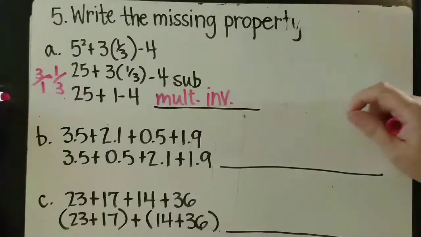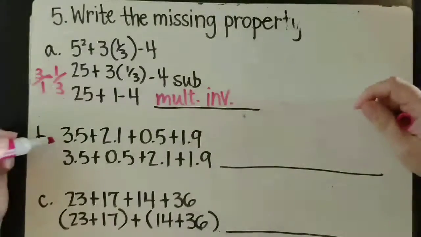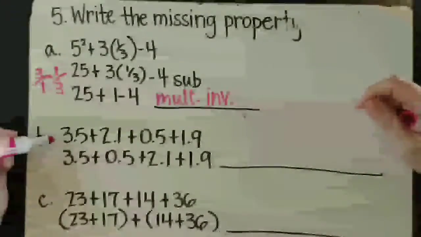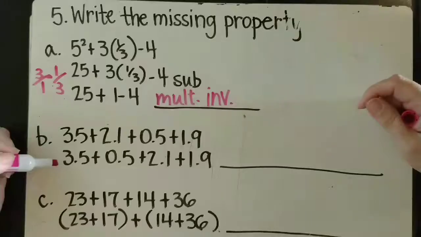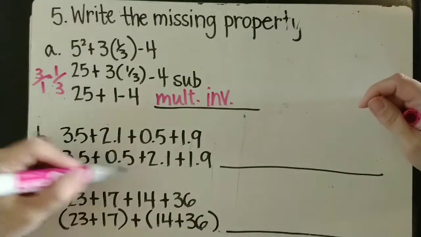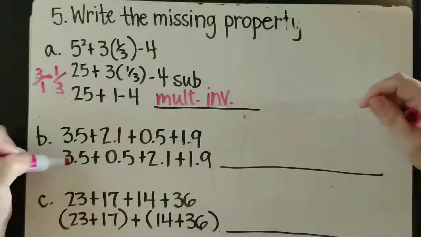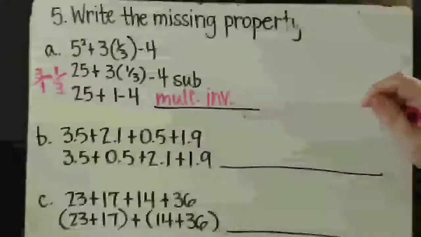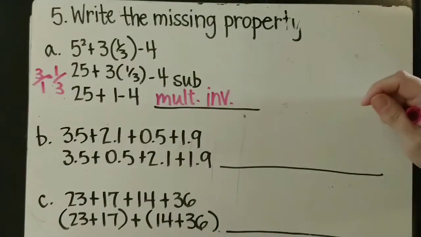Now let's look at part B. Go ahead and write it down. And then I want you to think about what was done between first step and second step. We are adding between each of these terms. Since it's all addition, it has to be some kind of property of addition.